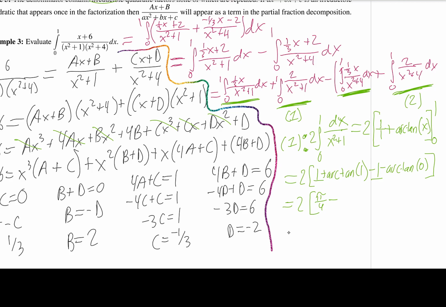So that's saying, where is tangent equal to 0? Well, that's going to be when our radian is 0. So this becomes 2 times pi over 4, which is pi over 2.